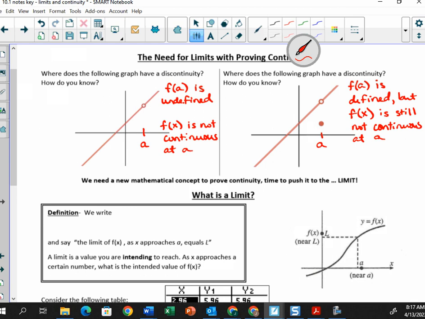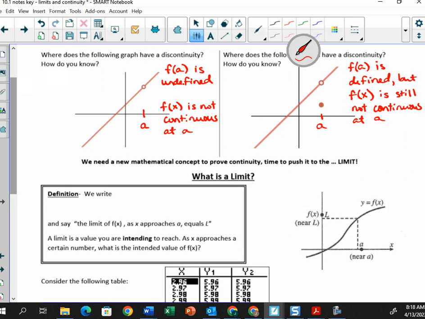So when you're proving continuity, you have to be able to put all those pieces together. Is there a function value? Is your graph approaching that function value? To do that, we have to know what a limit is. So this is where we're actually starting some calculus stuff. The first part of calculus will be limits and derivatives for you next year, whichever one you take.